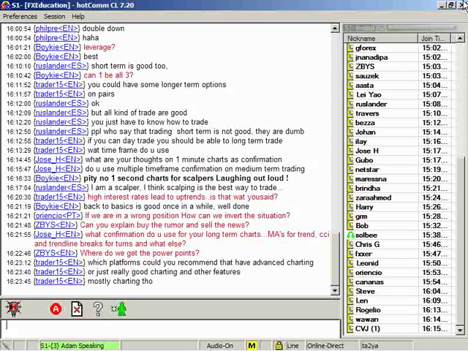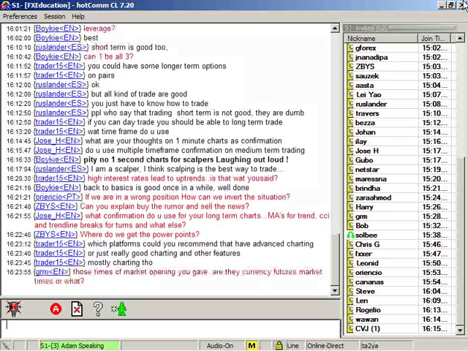What confirmation to use: long-term charts, moving average trend, CCI, trend line break? I'll tell you, I use very, very simply, I like to use trend lines, Fibonacci on long-term charts. I like to keep it very, very simple. Shorter-term charts, I will use moving averages at times or Bollinger Bands or RSI, but longer-term charts, I like trend lines, support, resistance, Fibonacci.